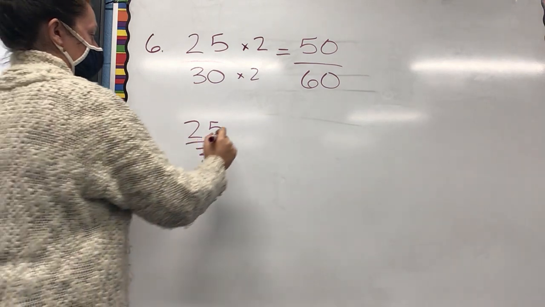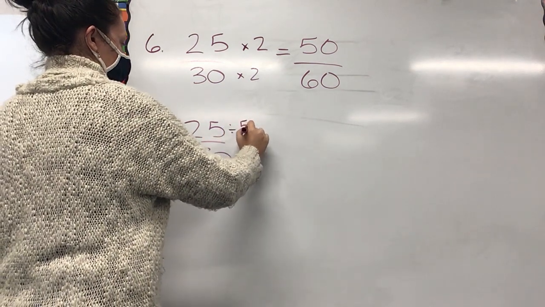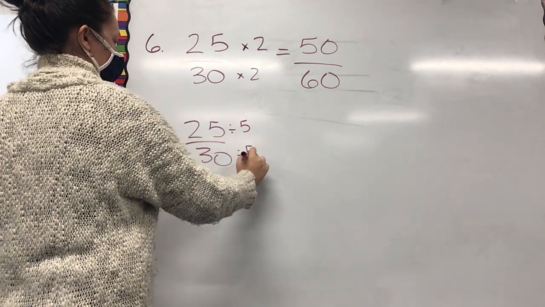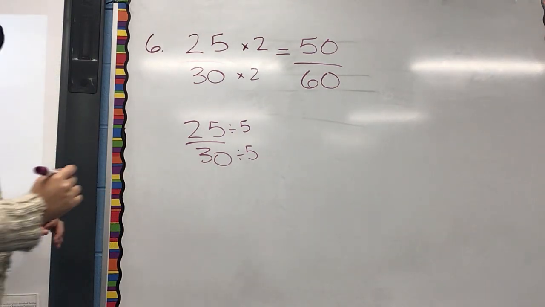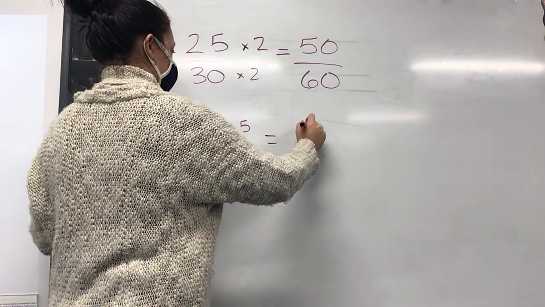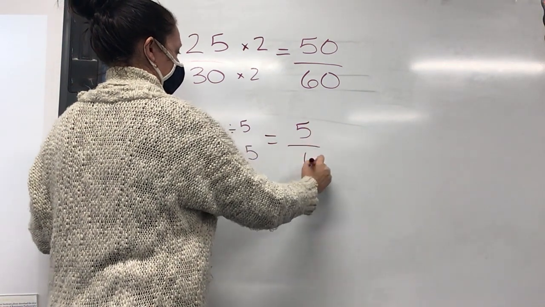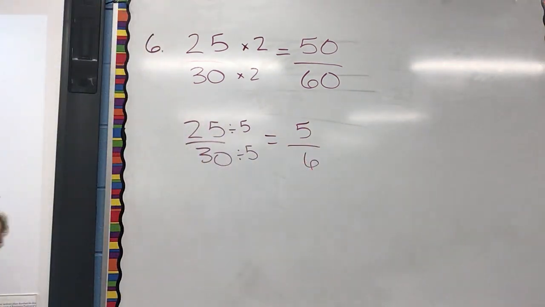Maverick. 5. By dividing by 5? 5 over 6. Very nice. 25 divided by 5 is 5. 30 divided by 5 is 6. Both equivalent fractions. There are more options. You can multiply by 3, 4, 5. More options, but those are just the 2 that I'm going to do right now.